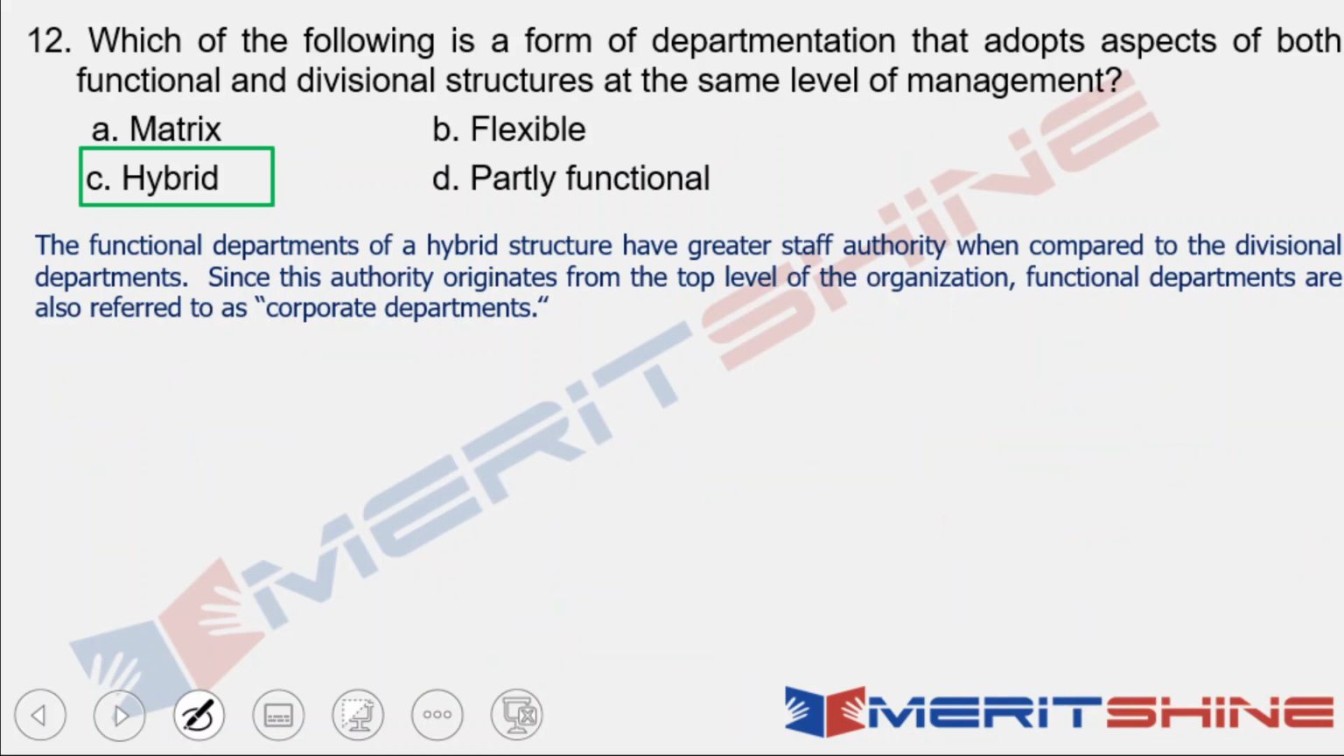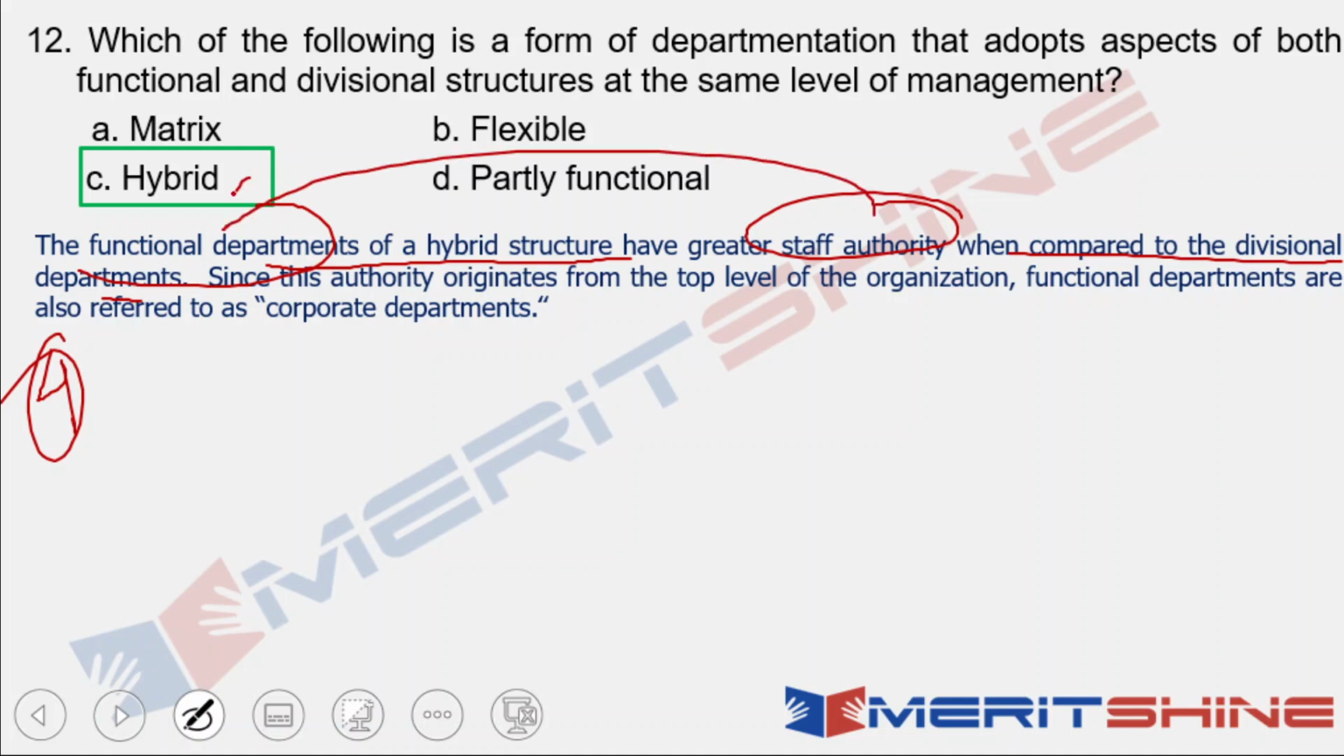Then your question would be, sir, what is the fourth one, the matrix one? Before we move on to the matrix one, the functional departments of a hybrid structure have greater staff authority when compared to the divisional departments. And obviously, because the functional department is marketing for the whole organization, whereas the divisional director is for the particular product or particular region. So the staff authority that vests on functional departments is more. Since this authority originates from top level, functional departments are also referred to as corporate departments.